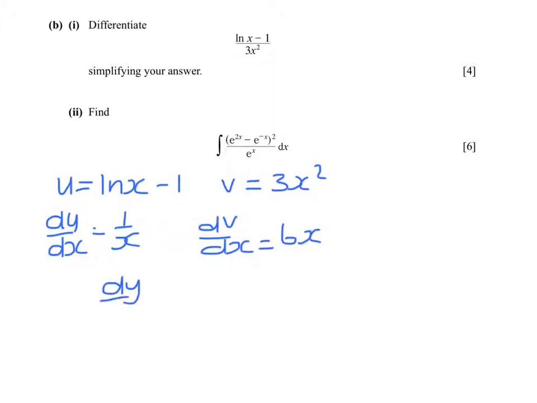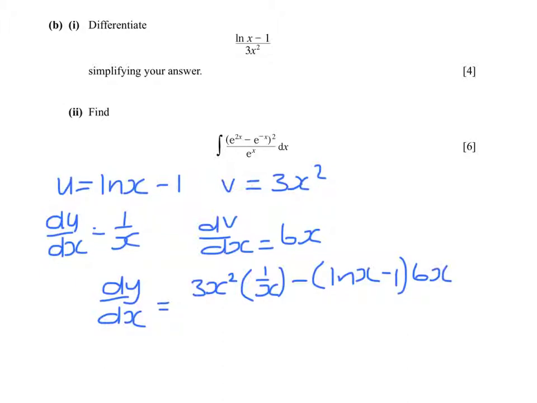Quotient rule tells us that dy dx is v du dx minus u dv dx all over v squared. And please remember to square the 3 here. So that's 9x to the power 4.